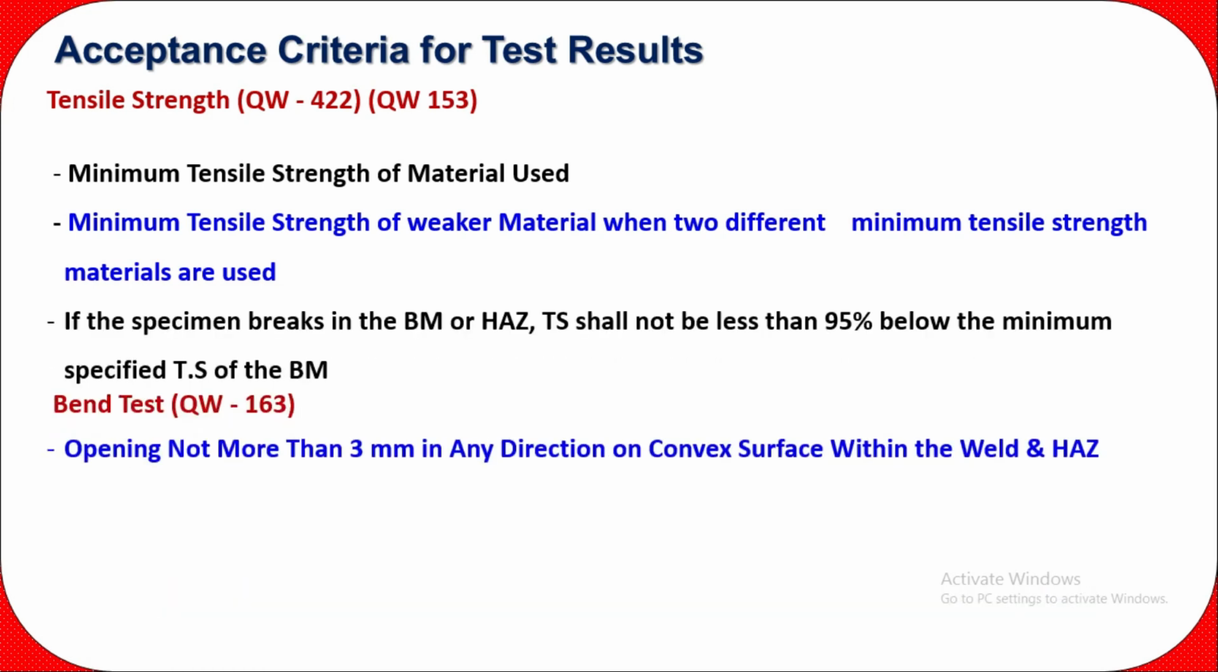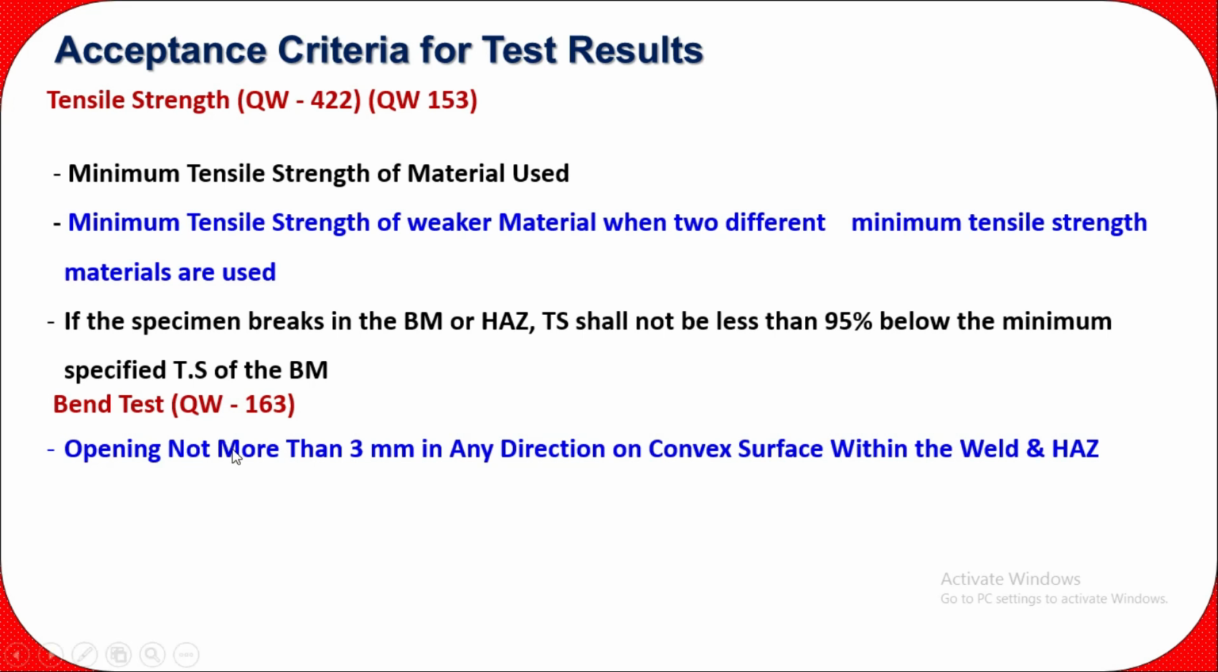If the specimen breaks in the base metal or HAZ, then the tensile strength shall not be less than 95% of the minimum specified tensile strength of the base metal. So these are the rules of the tensile strength acceptance criteria.